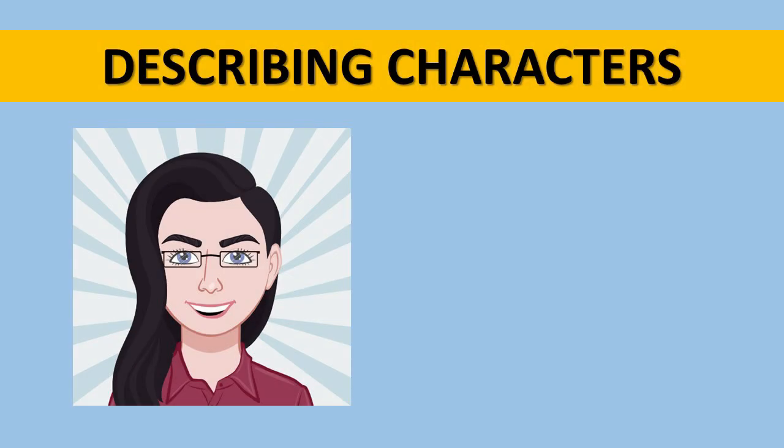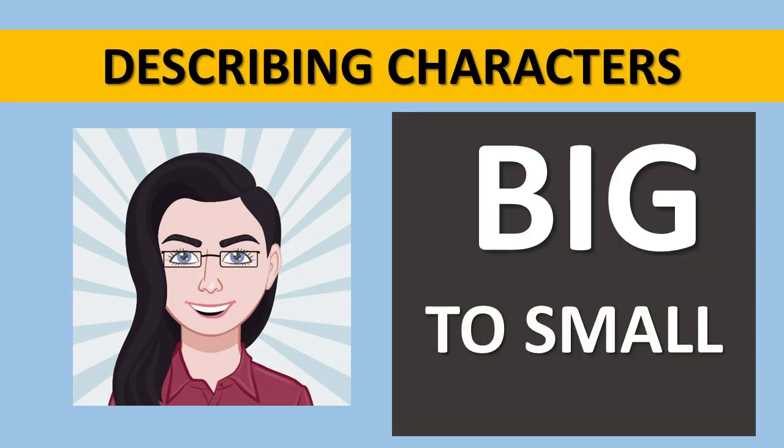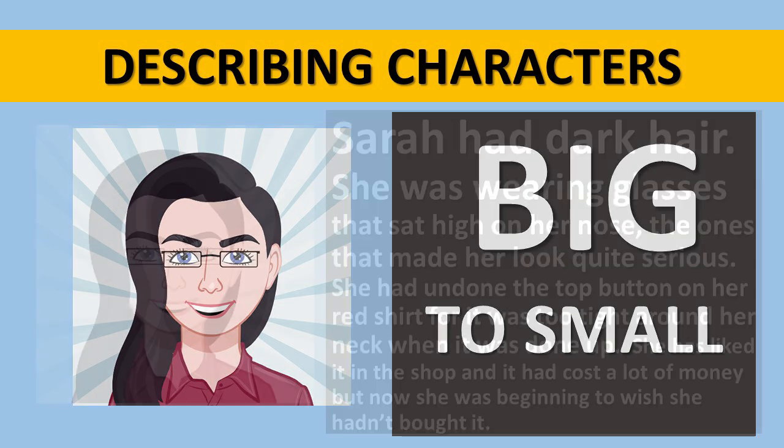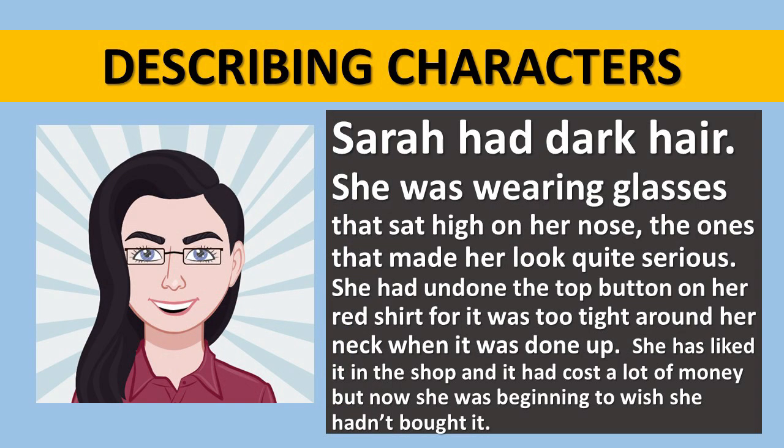When it comes to describing characters, the same things can apply. So we want to go from big to small. Here's an example of that. And to help you, I've put the bigger, more obvious details in bigger font. Sarah had dark hair. She was wearing glasses. So we've got someone with dark hair and glasses, bigger and more obvious details.